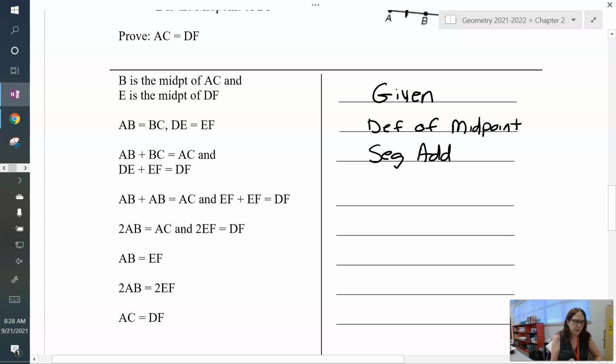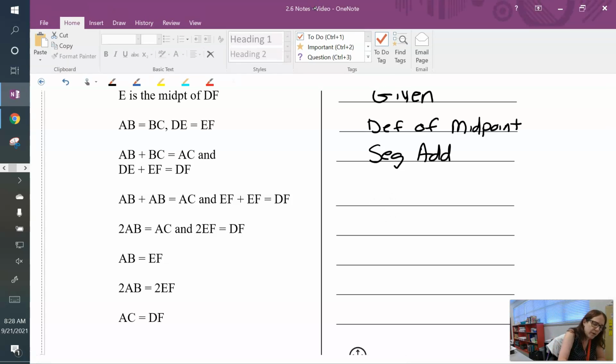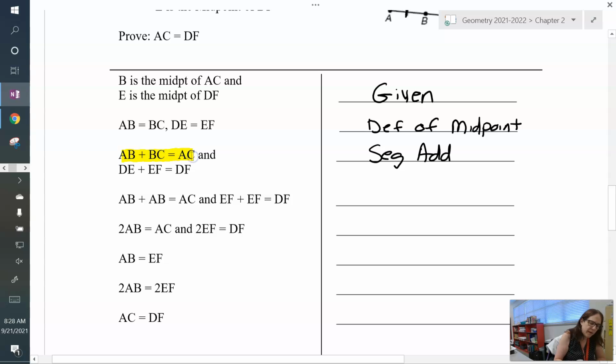And then notice, look at our first equation, AB plus BC equals AC. Now it says AB plus AB equals AC. And if you notice what changed, BC turned into AB. And we already know AB equals BC from up here. Therefore, all I did was a substitution. Look at the second half of the statement. The same thing happened. EF plus EF equals DF. So that was also a substitution.